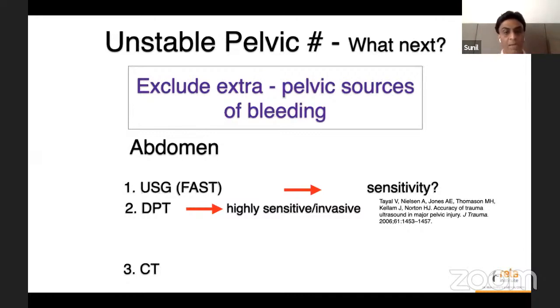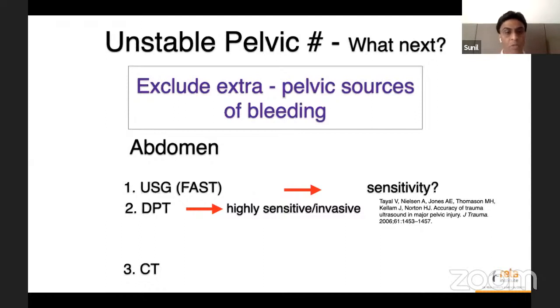But the problem with FAST is some papers have said it is not as sensitive as it should be because the disruption in the pelvic fracture can disturb the abdominal pelvic anatomy, which will hamper the ultrasound to pick up an intraperitoneal bleed. But if you look at the modern studies, most of them say an ultrasound, a FAST technique, is pretty good enough to identify most of the intraperitoneal bleeds.